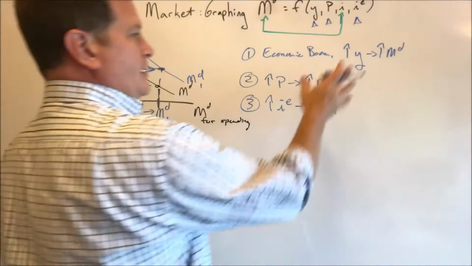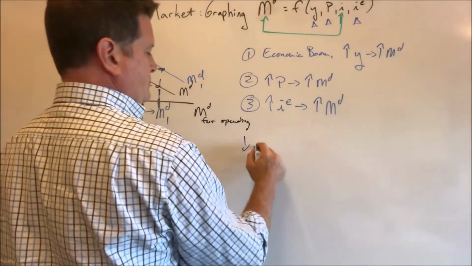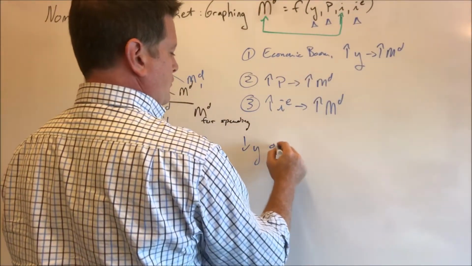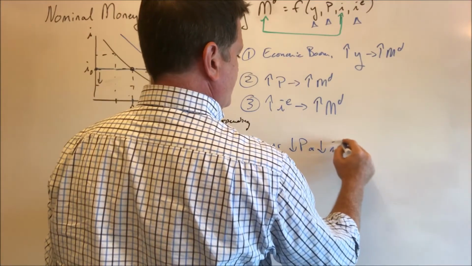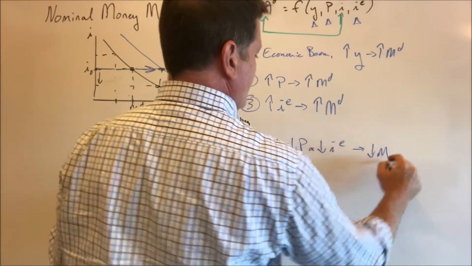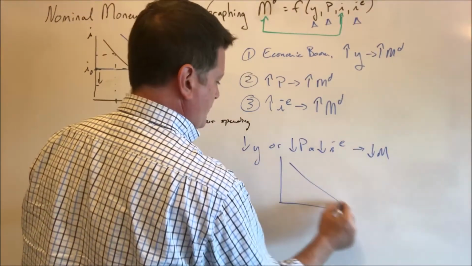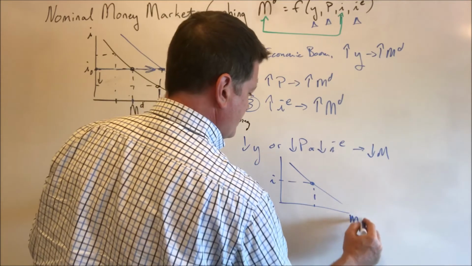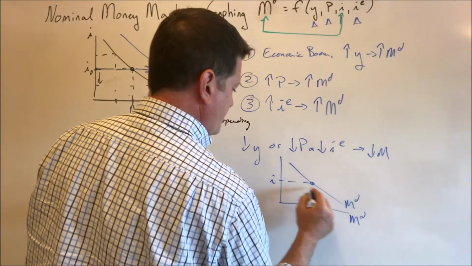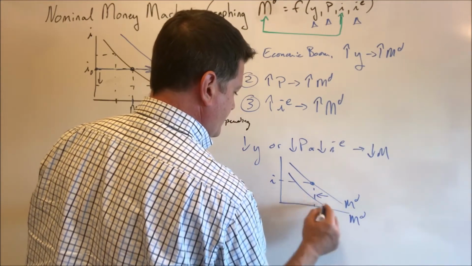way. Any of those things in the other direction, or drop in price, or drop in those, will all lower money demand graphically, moving the whole curve back to the left.